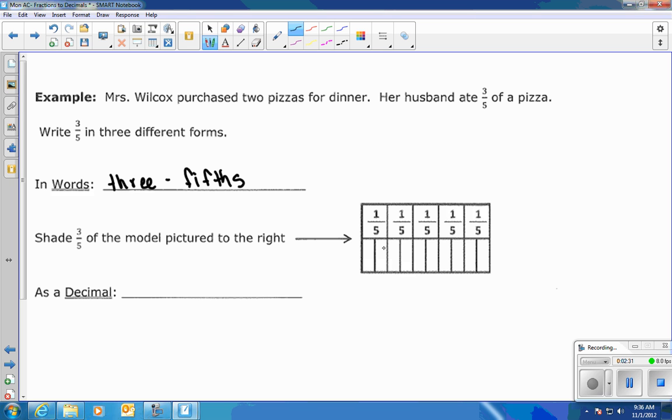If this represents 1/5, because there's 1, 2, 3, 4, 5, I can shade 1/5, 1/5, and 1/5 to represent 3 of those fifths. And as a decimal, I need to divide. 5 does not go into 3, so I put a 0 and bring up my decimal. 5 goes into 30 6 times, and there's no remainder there. So as a decimal, it's 0.6.